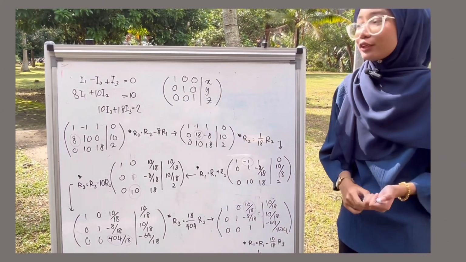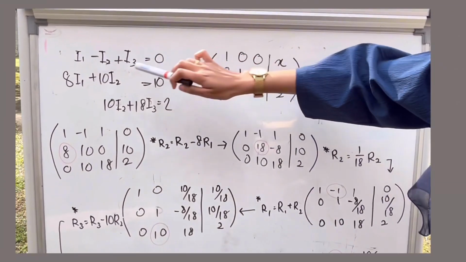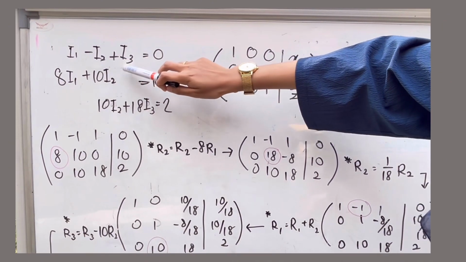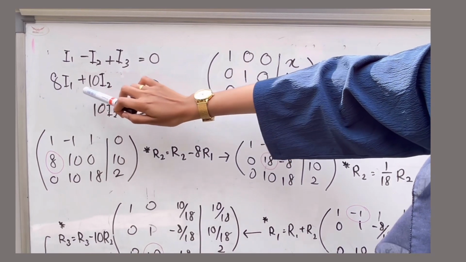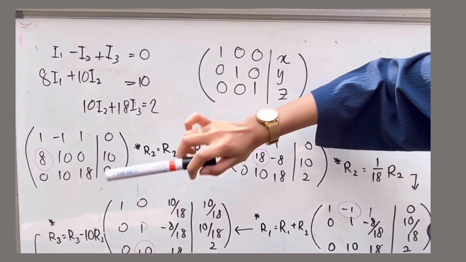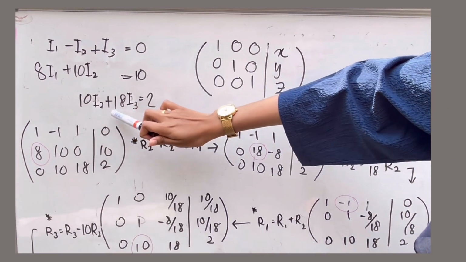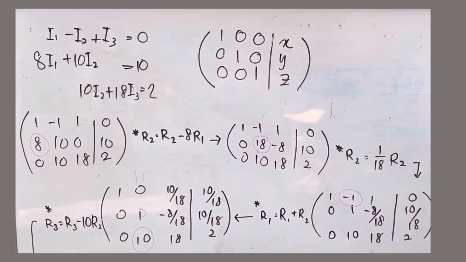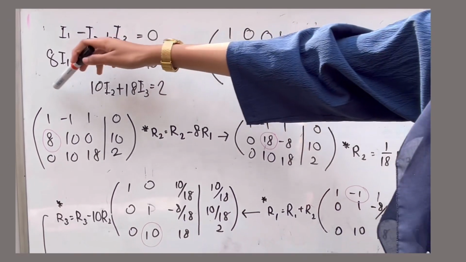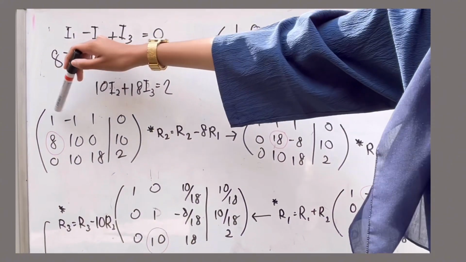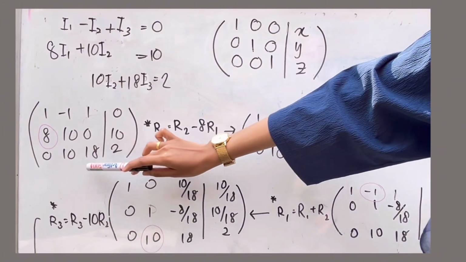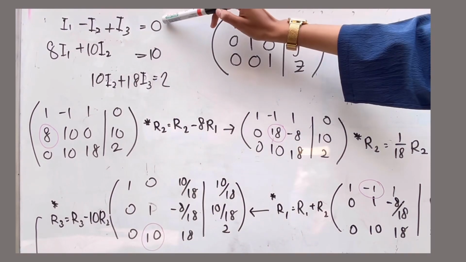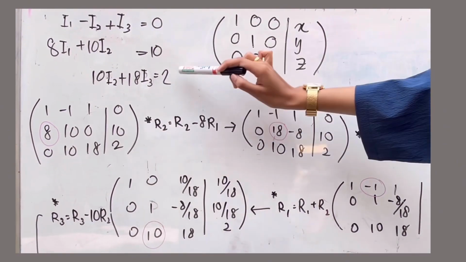Okay, for example, for this question, my first equation is I1 minus I2 plus I3 equals 0. The second equation is 8I1 plus 10I2 equals 10. And the third equation is 10I2 plus 18I3 equals 2. Then I substitute the values into this format, which is 1, negative 1, 1, 8, 10, 0, 0, 10, 18. And this is x, this value, y, this value, and z, this value.